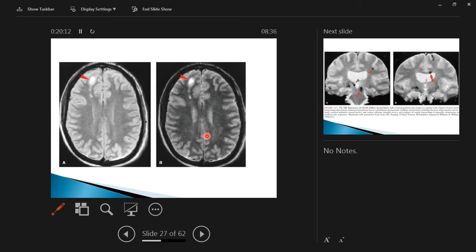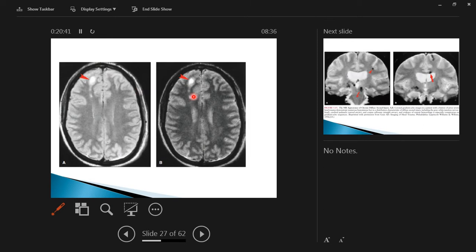MRI findings: diffuse axonal injury may be hemorrhagic or non-hemorrhagic. The non-hemorrhagic type usually shows small foci of increased signal intensity on T2 within the white matter and may be multiple. The DWI should decrease signal intensity. So this is high signal intensity. So this is the non-hemorrhagic type of diffuse axonal injury.